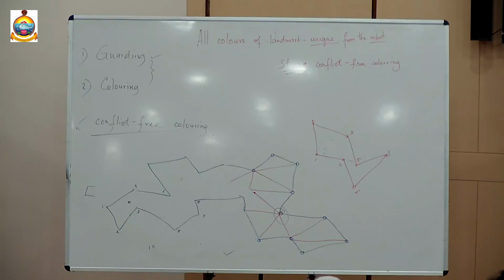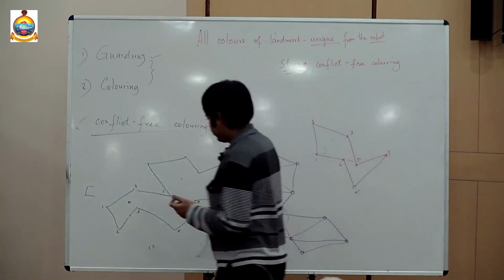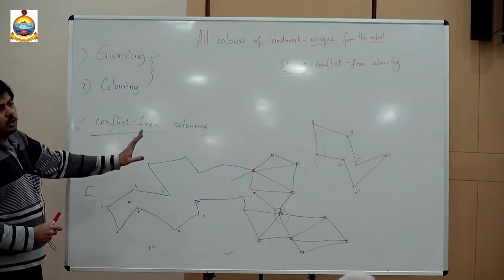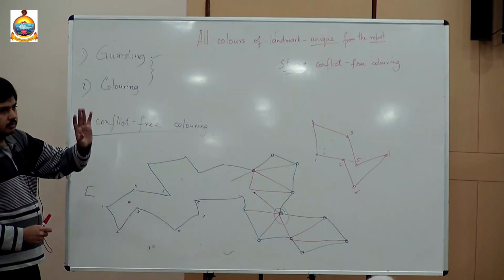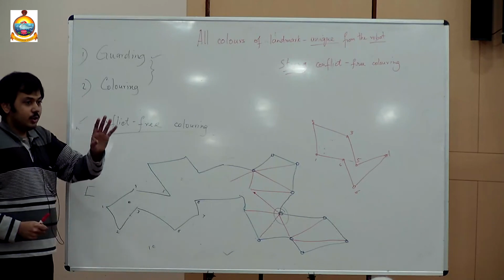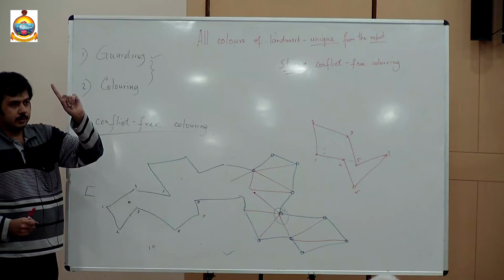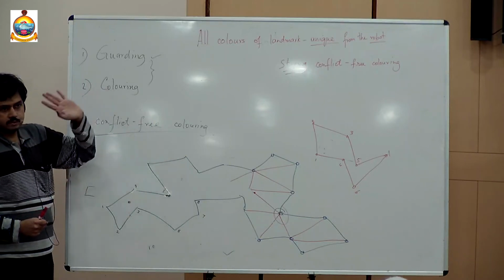So let me define the problems at least. This is only one type of conflict free coloring, and this requires a lot of colors. Consider the scenario in which you have told the robot that wherever you are, look for one unique color and orient yourself according to that.